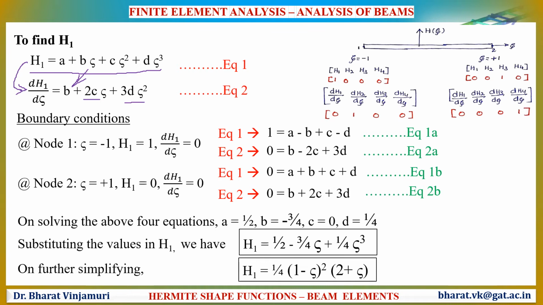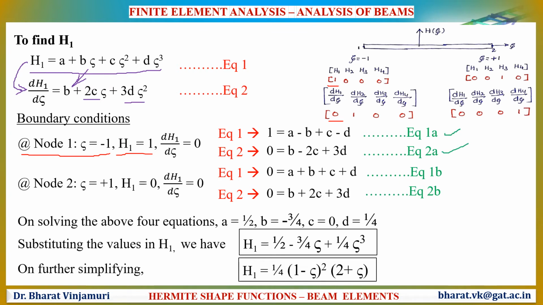The boundary conditions at node 1: the value of zeta always varies from -1 to +1 at each node, so the value of zeta is -1 at node 1. H1 is 1 at node 1, and its first derivative is 0 at node 1. Substituting these boundary conditions in both the equations will end up in equation 1a and equation 2a.